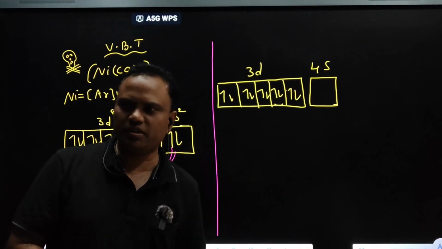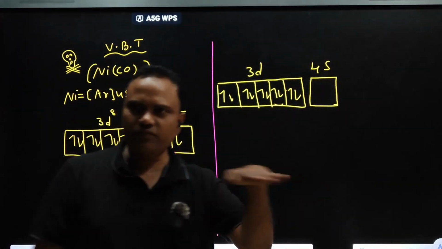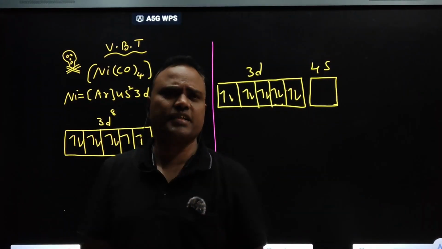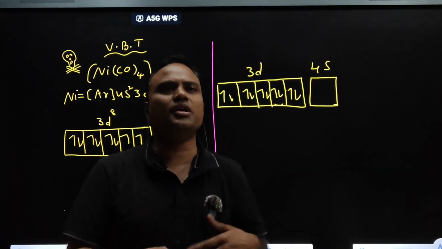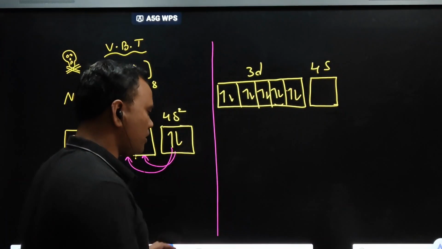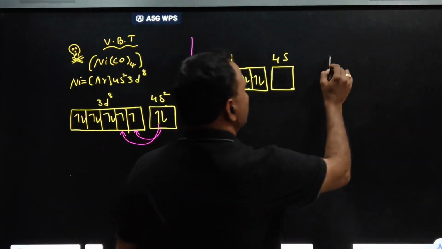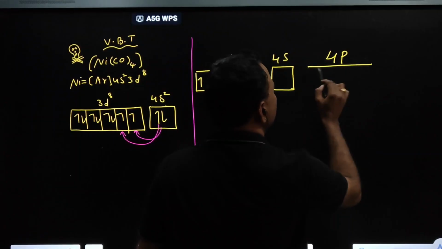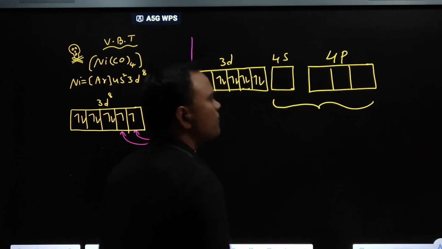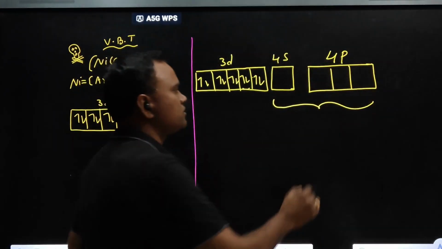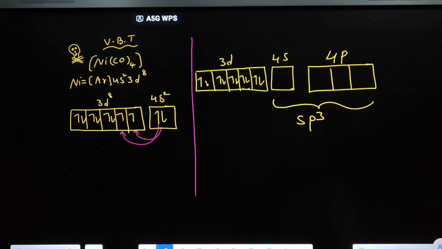Remaining 3. But how can we get the remaining 3? 4p. In the same floor, I said yesterday, one vacant flat, empty flat is there. So based on our requirement, we use that flat, right? So 4p orbitals are also present in the 4th energy level. So we use 3 p orbitals. 1 s orbital and 3 p orbitals. sp3 hybridization.